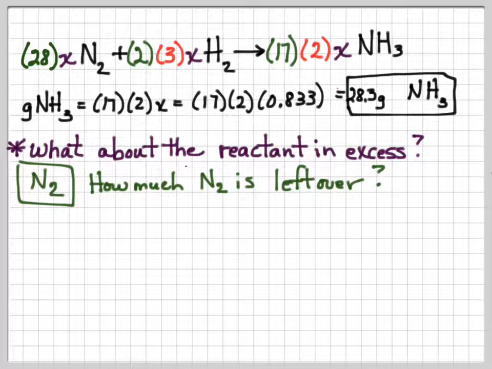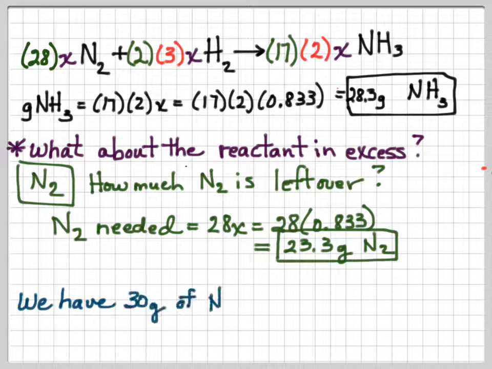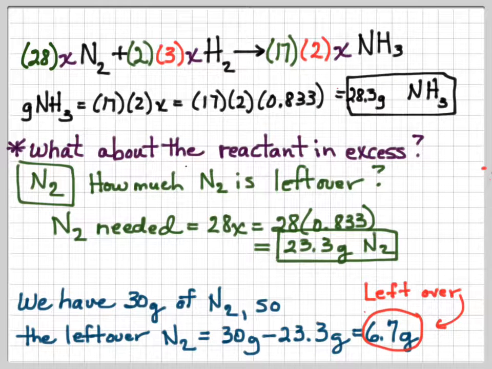How much nitrogen is going to be left over in this case? Well, here's how you solve a problem like that. The nitrogen needed is just going to be 28 times x, which would be 23.3 grams of nitrogen. But if you remember in the problem, we were given 30 grams of nitrogen. So the leftover is just a subtraction. If you have 30 and you need 23.3, you just subtract those two numbers and 6.7 grams of nitrogen will be left over. So you can solve any kind of stoichiometry problem that you're given using this shortcut method.